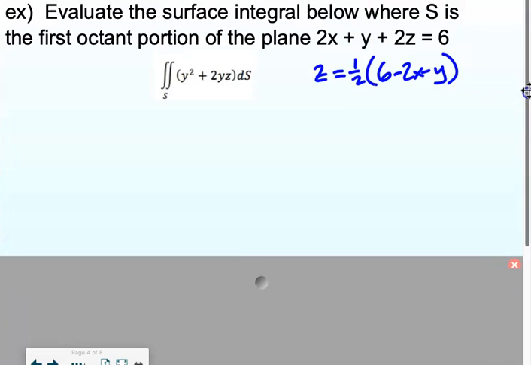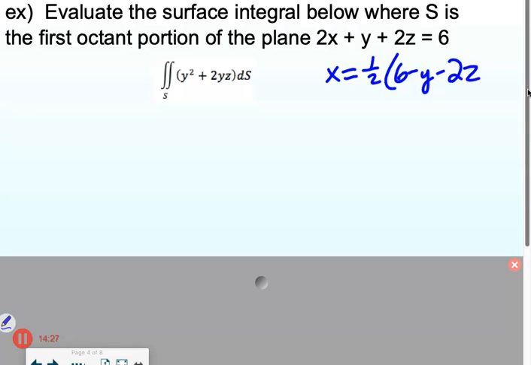We're going to get one of these weird things, and that's okay. Then we're going to find the answer and compare and see how we do. It'll be like a big experiment. All right, so backing up, solving for x, you get 1/2 times 6 minus y minus 2z, right?